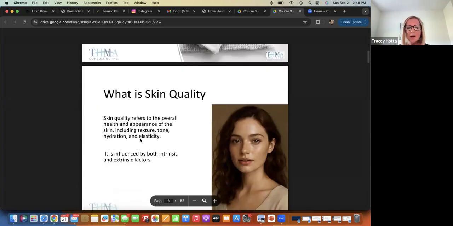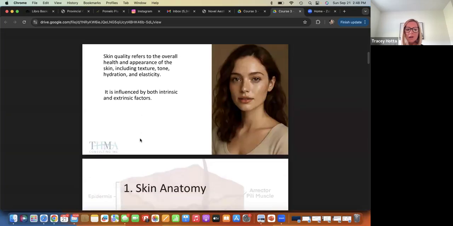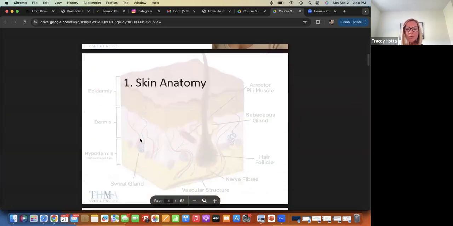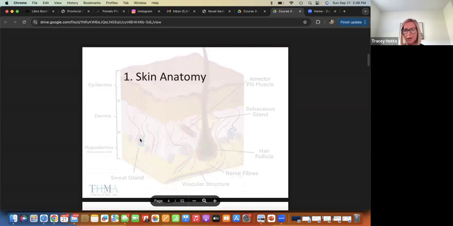So first of all, skin quality. What is it? Skin quality refers to the overall health and appearance of the skin, including texture, tone, hydration, and elasticity. It is influenced by both intrinsic and extrinsic factors, which we will discuss as we go along. But first, we're going to talk about skin anatomy.